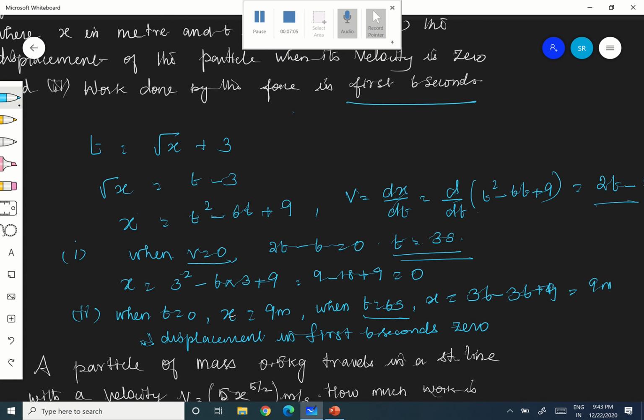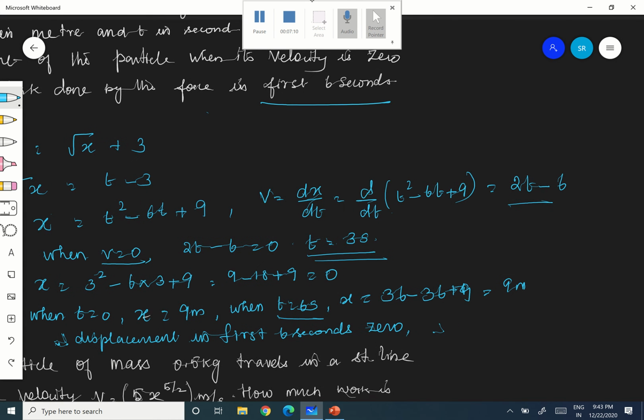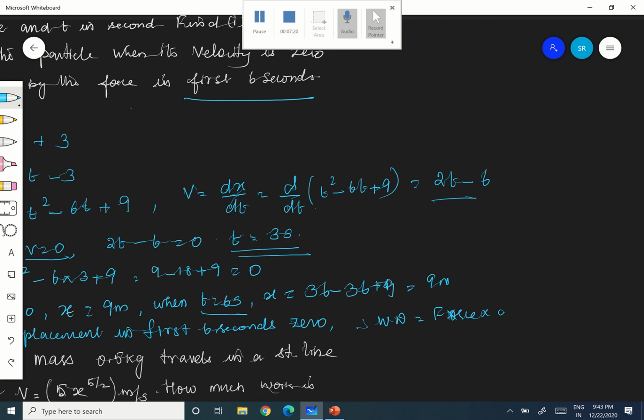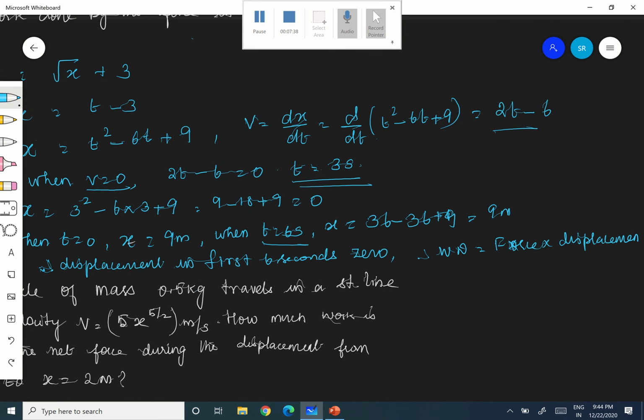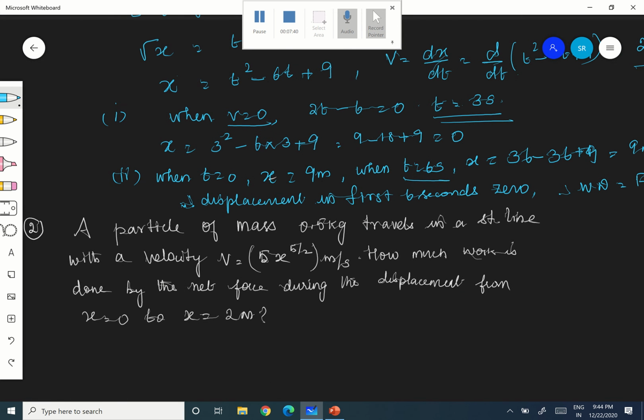When the displacement is 0, what is the work done? Work done is equal to force into displacement, that is nothing but 0. Are you following? This is very important. Because displacement is 0, the work done is also equal to 0. That's all. Clear? Right. Next one.